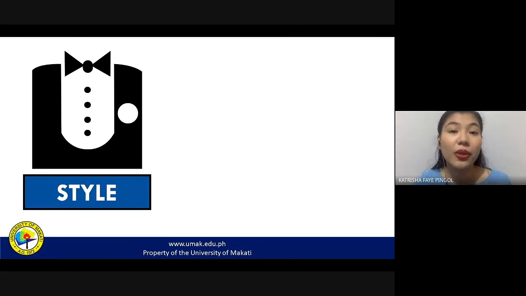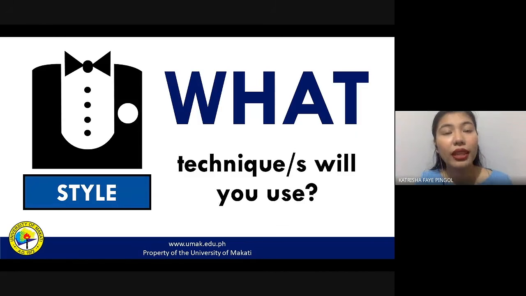Next, of course, you also need to consider the style that you are going to be using. Now, how are we going to do this? You just need to answer this question: what technique or techniques will you be using when you are writing this particular text? Remember that academic texts entail a particular level of formality. So, what level of formality will you be using? Would it be enough for your audience? Would it be appropriate for your audience when they get to read it? So you have to consider that one as well.